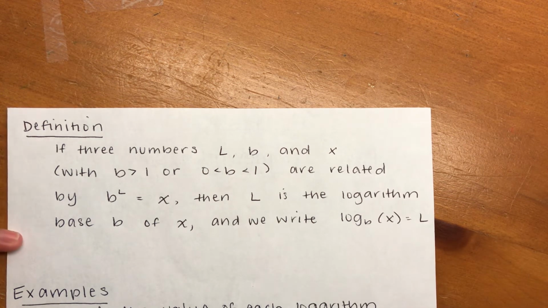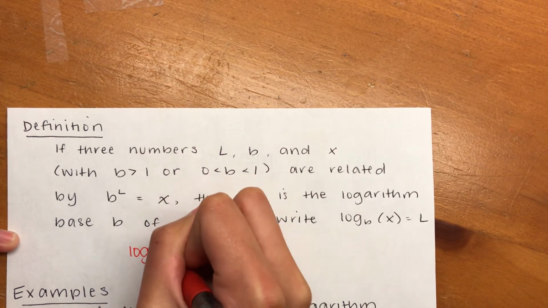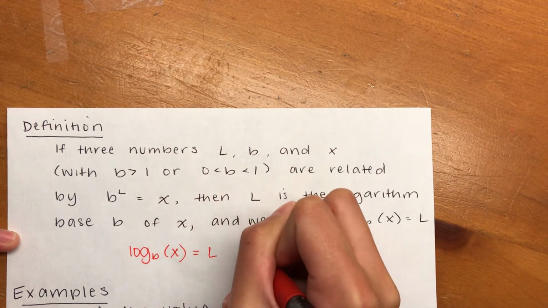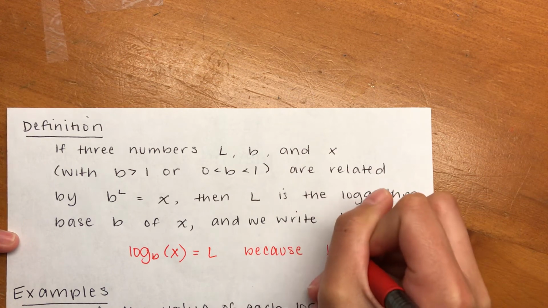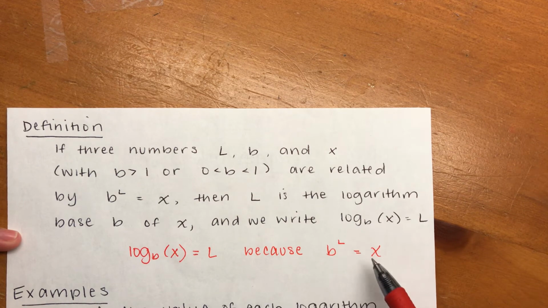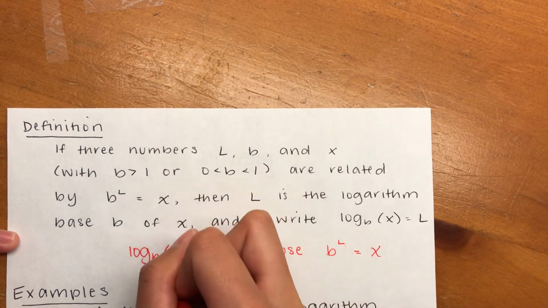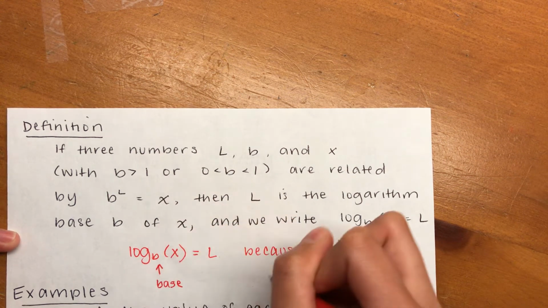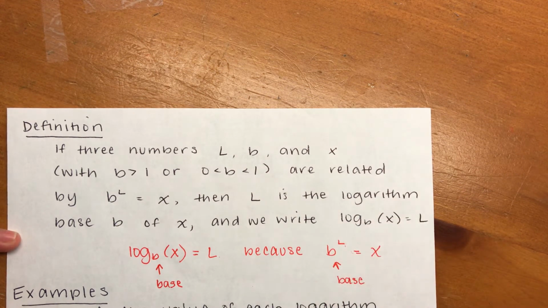The most important part I want to note here is that we'll be using log base b of x equals L because of our exponential statement, b to the L equals x. So we're really going to be trying to figure out what that L value is. And b is always going to be the base of our logarithm and the base in our exponential equation.